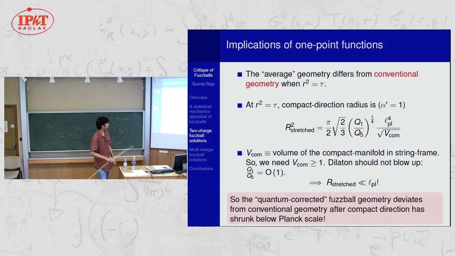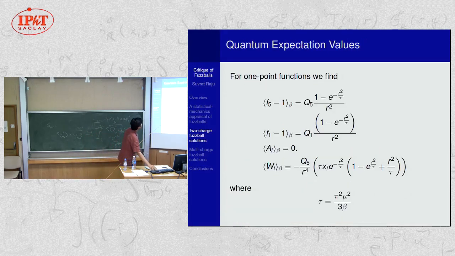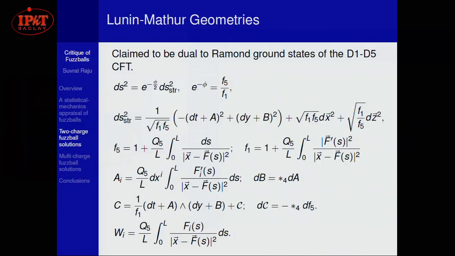In your second bullet point here, the dilettante should not blow up. So yes, Q1 over Q5 has to be order 1. Where does that come from? That comes just from the formula for the dilettante. It was this. So this is Q5 over Q1.